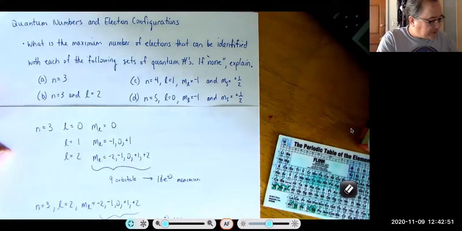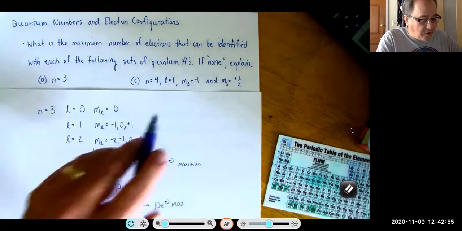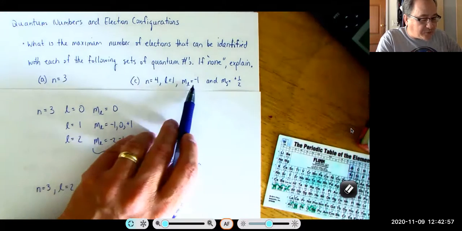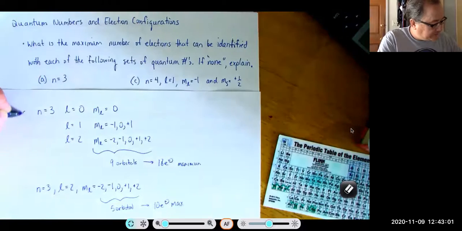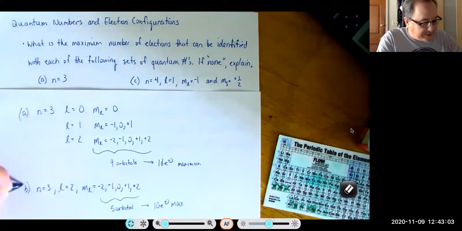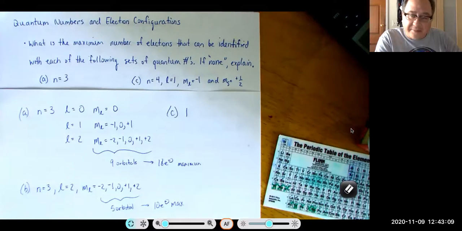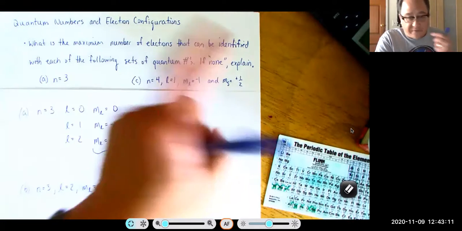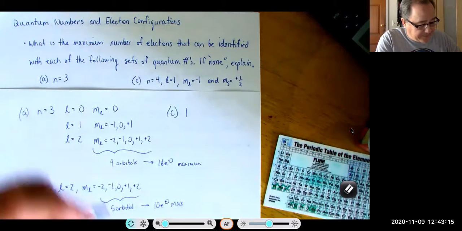Okay, let's try C. 4, 1, -1, and +1/2. How many electrons? And the answer is 1. Because when you get down to the M sub S and you're told that it's either +1/2 or -1/2, you're talking about exactly 1 electron.